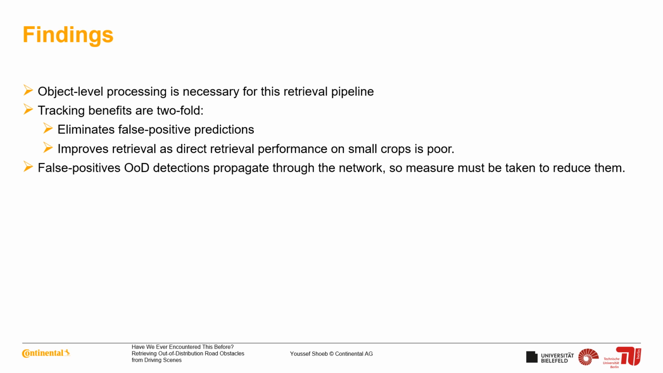The third finding was actually false positives propagate through the networks and cause a lot of errors. So we need to have some measures to actually reduce the false positives as much as possible.